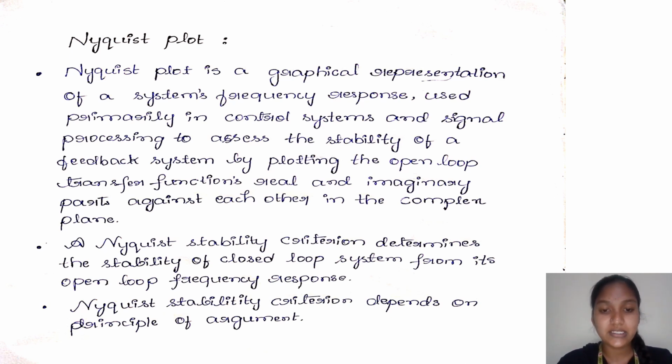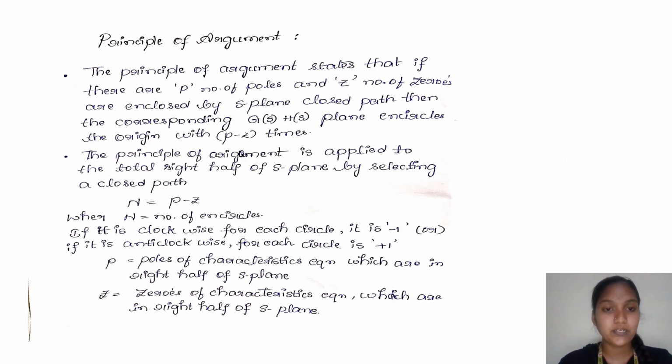This Nyquist stability criterion depends on the principle of argument. Now let us see what is the principle of argument. It states that if there are P number of poles and Z number of zeros enclosed by an s-plane closed path, then the corresponding G(s)H(s) plane encircles the origin P minus Z times. So this principle of argument is applied to the total right half of s-plane by selecting a closed path.